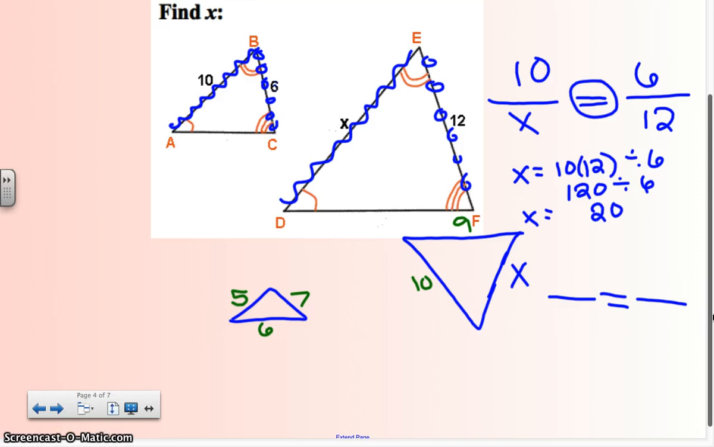Now, I want to solve for x here. So I would say 5 is to what? X, right? Now you need to be able to visually turn that around. 5 is to x as 6 is to 9. And then solve with cross products.